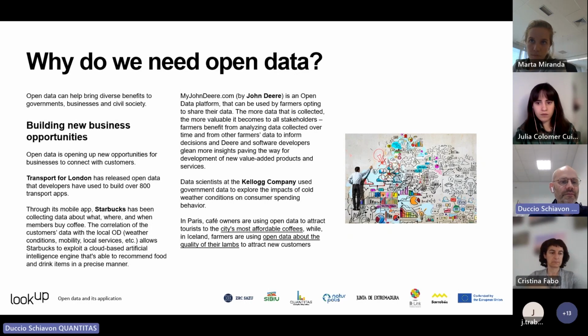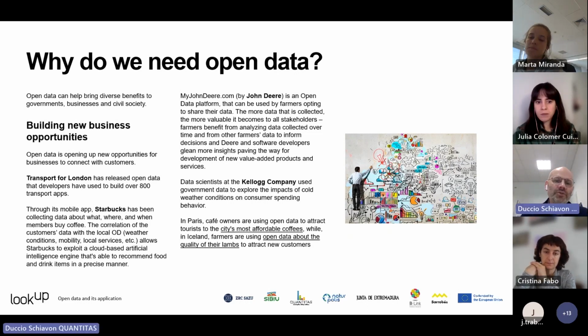Another example is Starbucks. Starbucks, as you probably know, is an American multinational chain of coffee shops and coffee houses. Starbucks, through its mobile app, has been collecting data about what, where, and when members buy coffee. The correlation of the customer's data with local open data, for example, about weather conditions, mobility, local services, etc., allows Starbucks to exploit a cloud-based artificial intelligence engine that's able to recommend food and drink items in a precise manner.